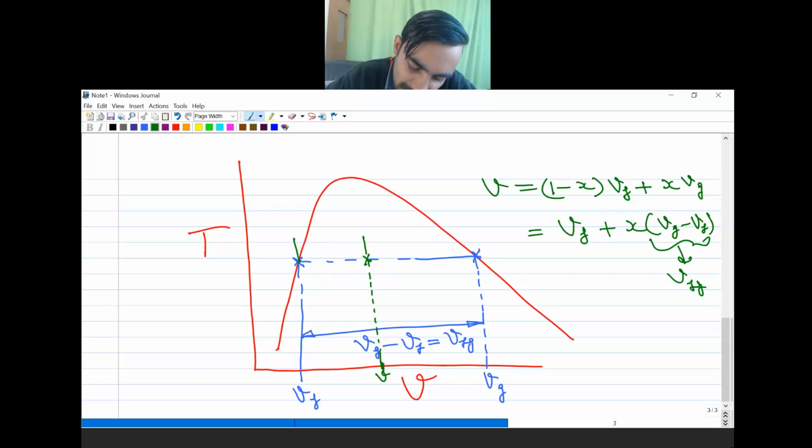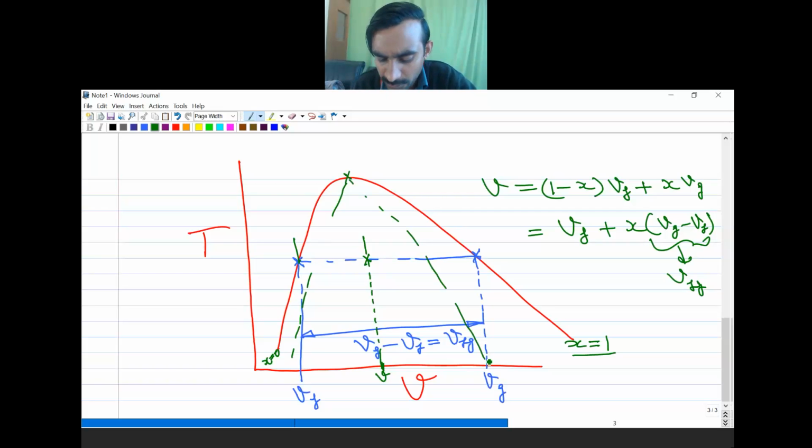Now this particular line where we have saturated liquid, everything is in the liquid phase, so the value of x will be 0. Corresponding to the saturated vapor line, because everything is vapor, x will be 1. In between we will be having a number of lines which represent the dryness fraction from 0 to 1. Okay, so is this point now clear?